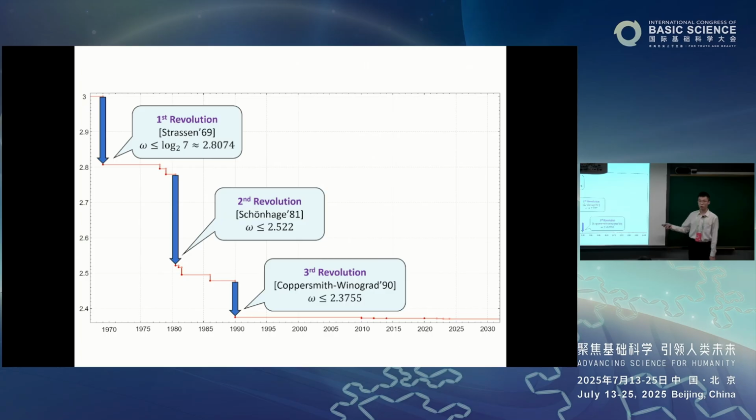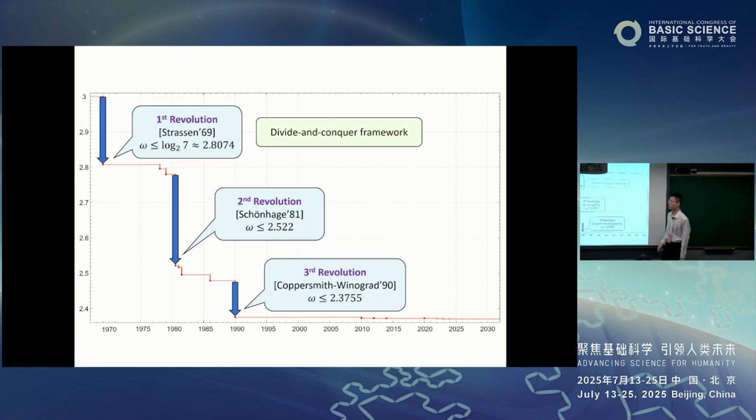And actually, those works are called revolutionary works, not only because they've made the largest changes in the number omega itself, but also because those works introduced impactful ideas to this field. For example, the first revolution comes with the idea of the divide and conquer framework, which forms the absolute basis of all the algorithms from that time until today. And the second time introduced the asymptotic sum inequality, which is a generalization of the divide and conquer framework that allowed us to design the algorithm in a more flexible way.